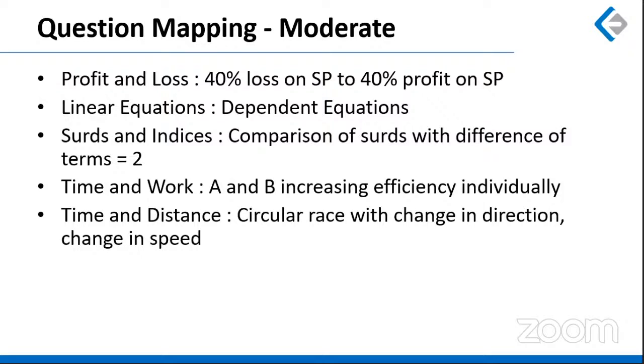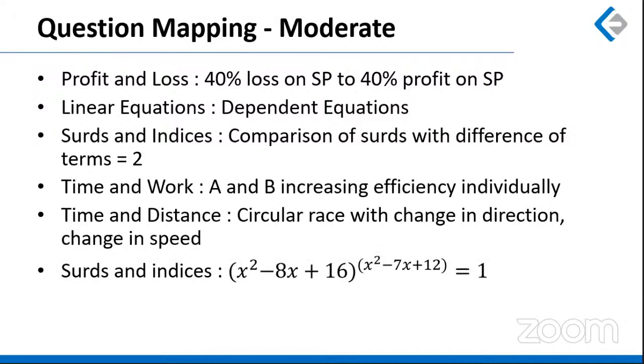A question based on time and distance where a circular race was given, where 2 people were changing the direction as well as the speed. Both things are being changed: one is change of direction, second is change of speed after they meet each other. Here, by the time they complete 2 meeting cycles, both would have covered equal distance. So that is the concept you can use over here.